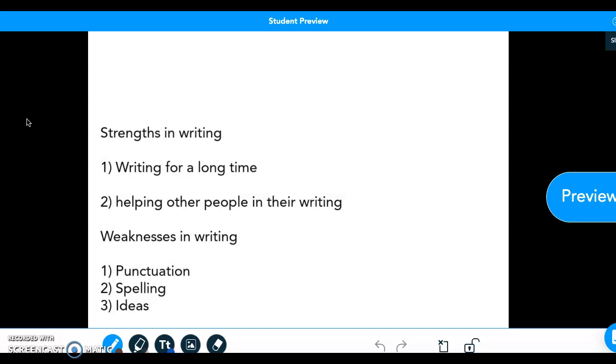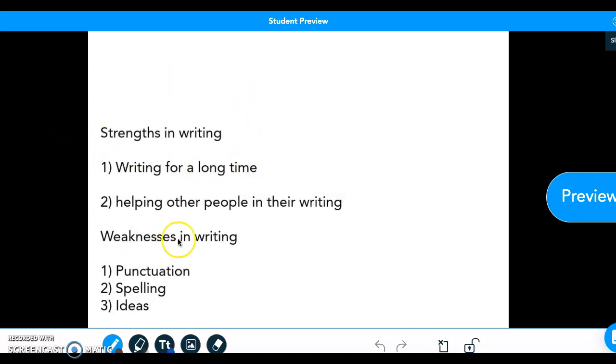Today we are going to be looking at an example of a body paragraph for the strengths and weaknesses essay for writing. I'm going to be modeling for you how to revise a body paragraph and the supporting details.